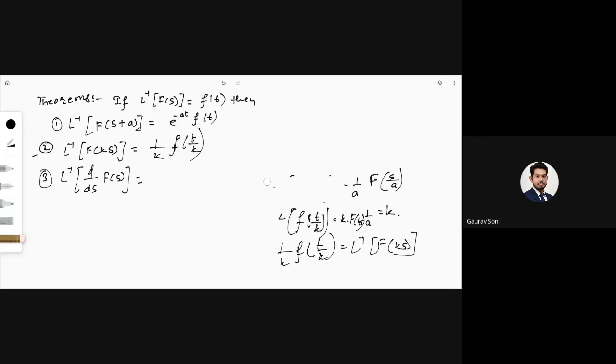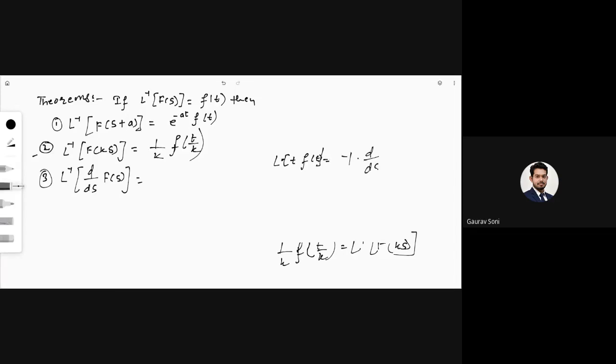But where was the derivative? When there was t into f of t. What you can remember is, when did you have a derivative on the right hand side? When you had multiplication on the left hand side. Laplace of t into f of t was minus 1 into d by ds capital F of s. So minus 1 being a constant, I can adjust it on the other side and take Laplace inverse. So minus of t into f of t is the Laplace inverse of d by ds capital F of s. So Laplace inverse of the derivative of F of s is equal to minus t times f of t.